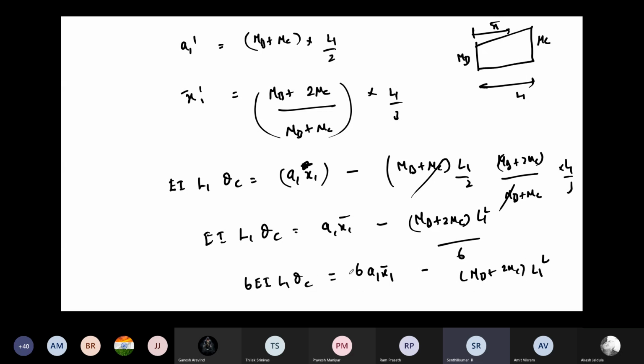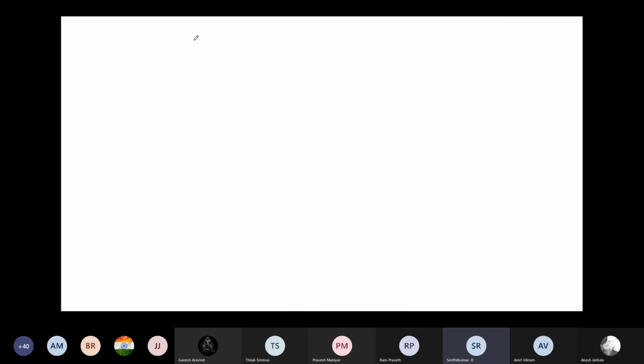If I divide L1 throughout, my final value will be 6EI theta C equal to 6 A1 X1 bar divided by L1 minus MB plus 2MC L1. The square will become as L1. So this is your final equation. Like I can write again, 6EI theta C will be equal to 6 A1 X1 bar divided by L1 minus MB plus 2MC L1. Right? This is for span BC.